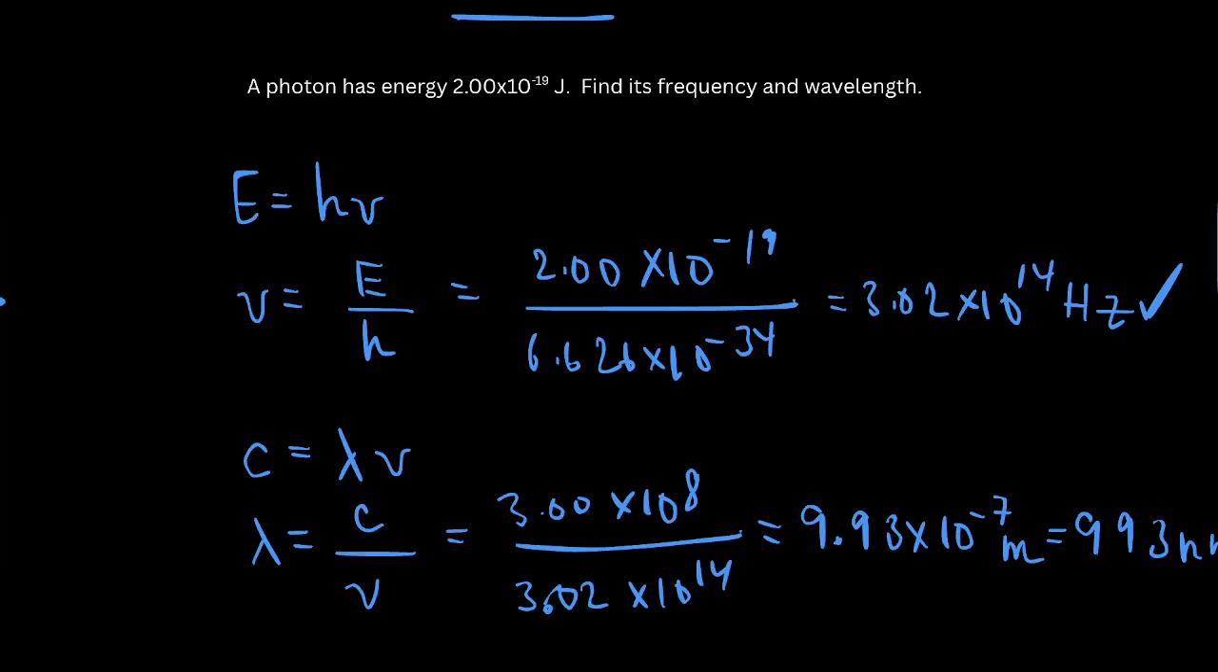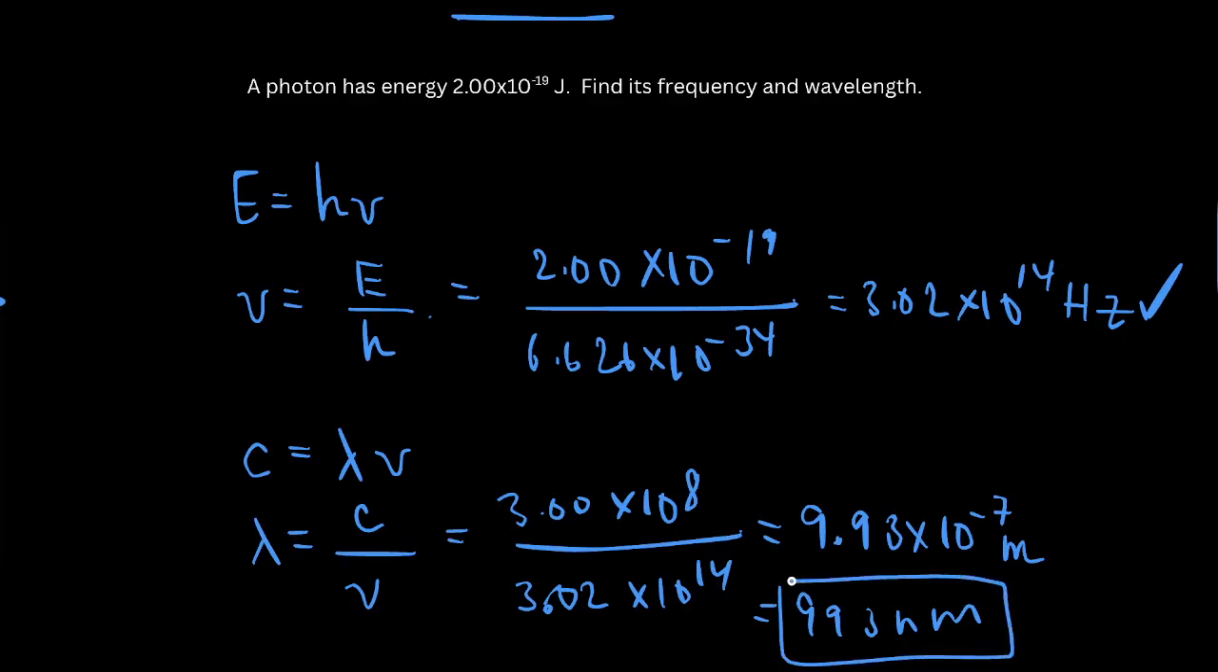It's kind of got cut off a little bit, so just write it down here. 993 nanometers. And so then this is going to be our wavelength, and this is going to be our frequency.